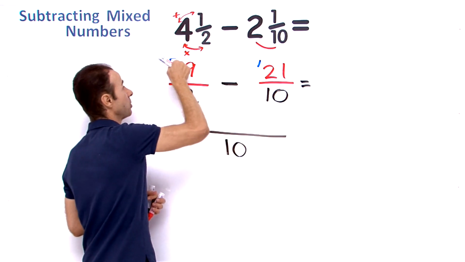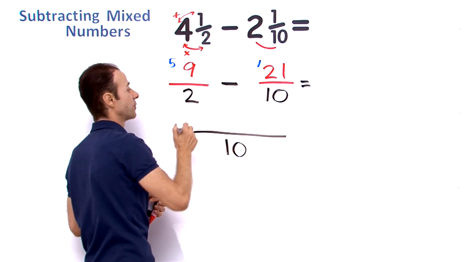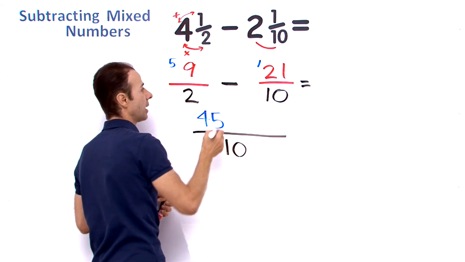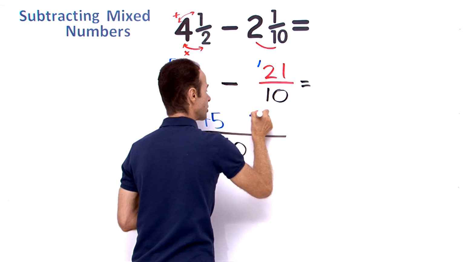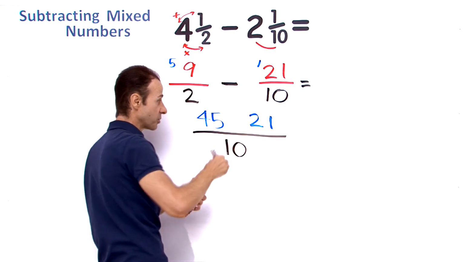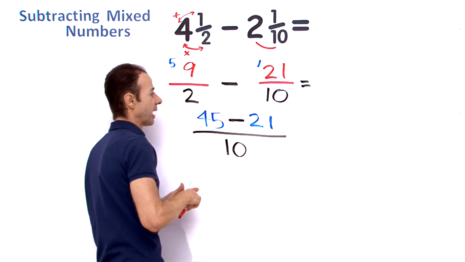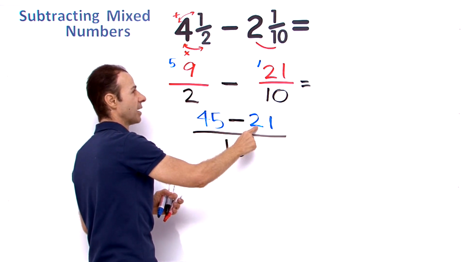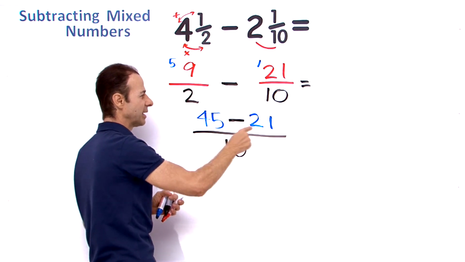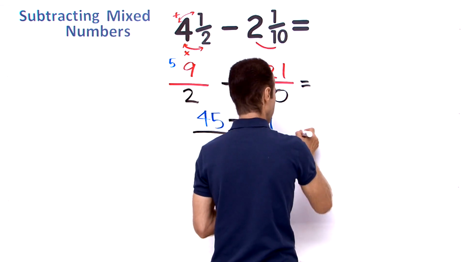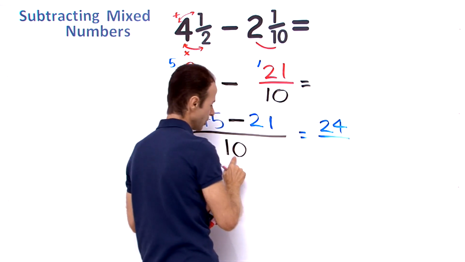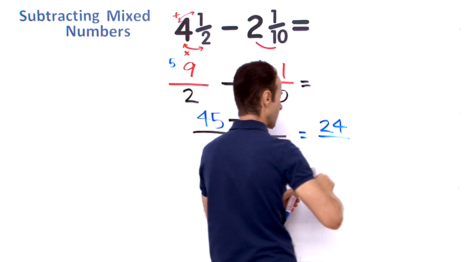Now all we have to do is multiply these here. 5 times 9 is 45, so we write 45 right there. And 1 times 21 is 21 right there. Drag the minus down because it's still subtraction. And now all we have to do is 45 take away 21. So 45 take away 21 is 24. So that equals 24 over 10, and we bring down the 10.